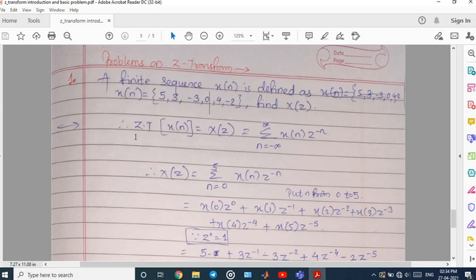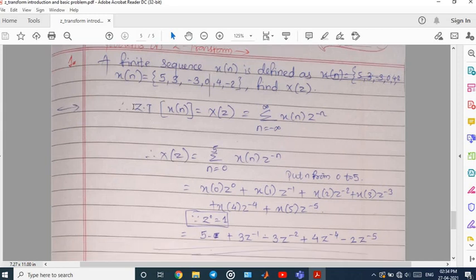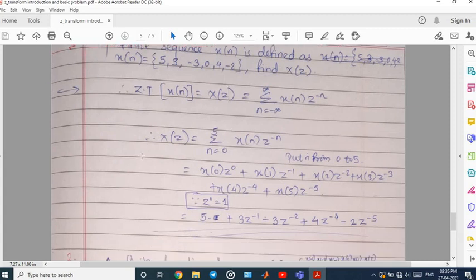We know the formula: Z transform of x of n equals x of z. Whenever we take the Z transform of x of n, we get x of z as output. The formula for x of z is the summation of n equals minus infinity to plus infinity of x of n into z to the power minus n. This is the basic standard formula. Just put down the values.